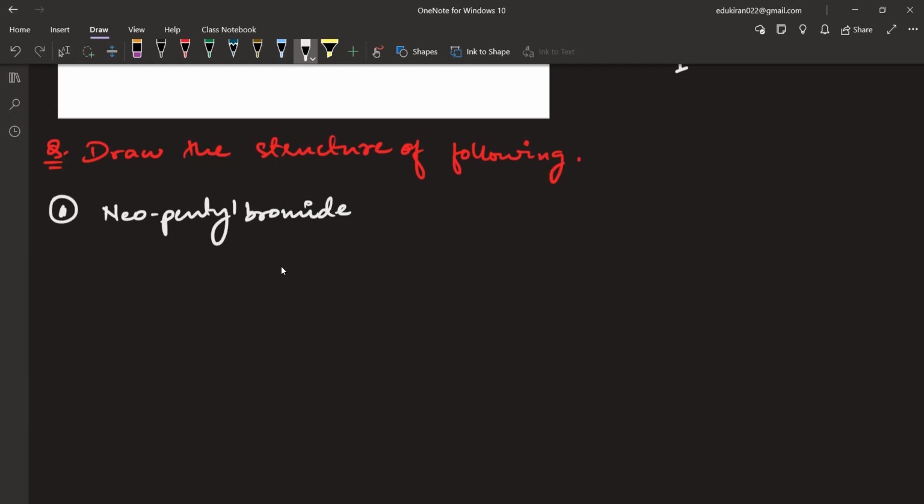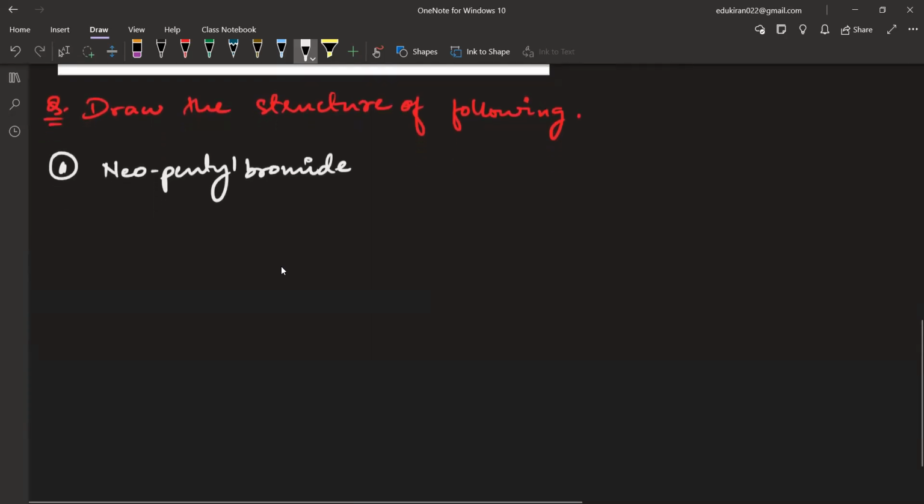It is a common name. It is not an IUPAC name. That is why you have to remember the structure of neopentyl. Now, neopentyl will have 5 carbon atoms, but they are arranged in such a manner that you have a situation like this: CH3, and then there you have CH2. Now, as you can see, how many carbons is this? This is 5 carbon, and this is neopentyl.